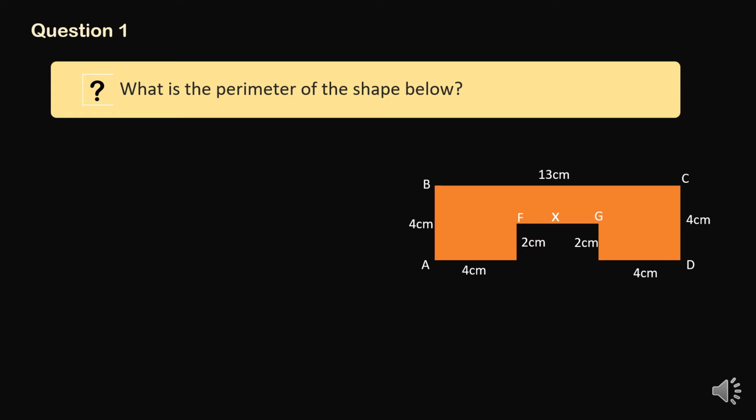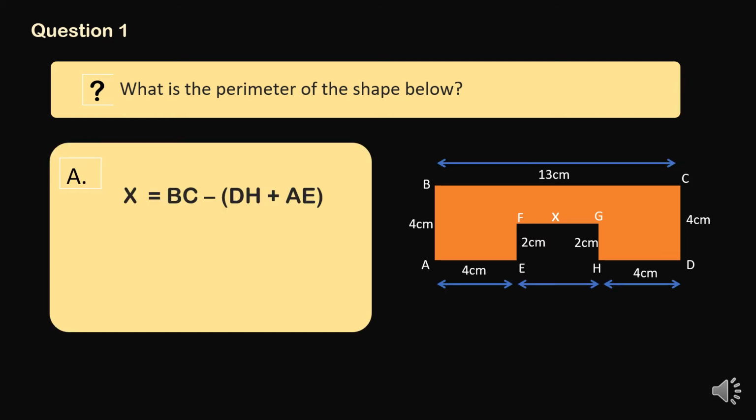If I call this missing information X, then X should equal the length from B to C, take away the length from D to H plus the length from A to E. And that's because if I add the length from A to E to X to the length from H to D, that should give me the same value as the length from B to C. This is clearly shown using the blue arrows. So X equals 13 take away 8. This means X equals 5 centimeter.